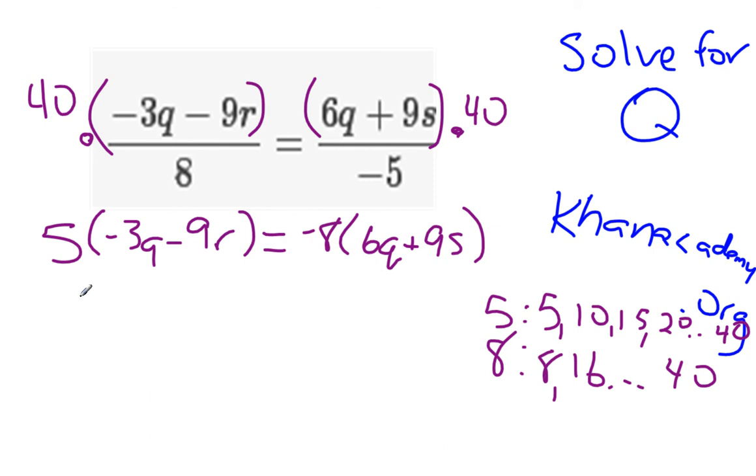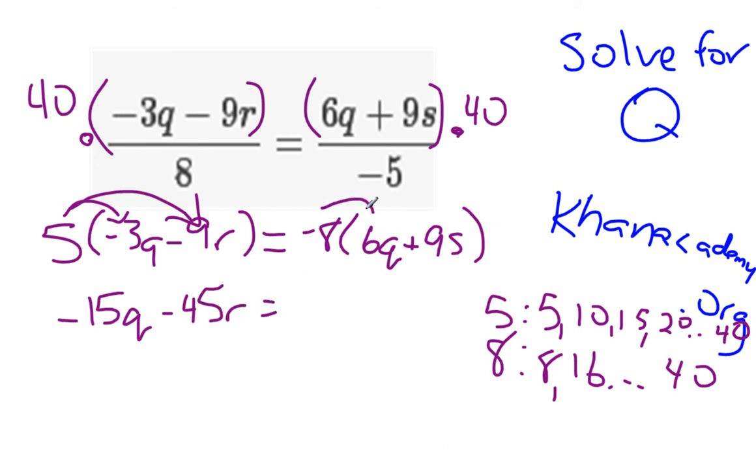So we can distribute here. So 5 times 3q, negative 15q's. 5 times negative 9r is negative 45r's. On the other side, we got negative 8 times 6 is negative 48q's. And then negative 8 times 9 is negative 72s's.